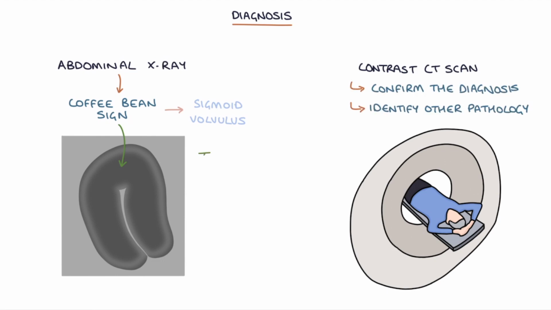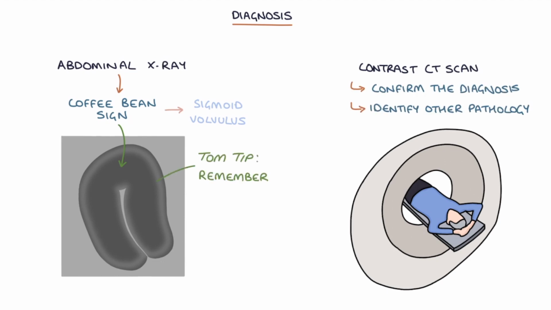A Tom tip for you: remember the coffee bean sign for your MCQ exams. It's worth looking up photographs so that you can recognize it and immediately know the diagnosis, which is a sigmoid volvulus if it comes up.